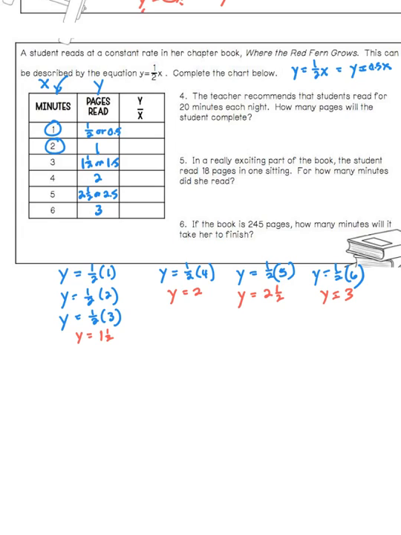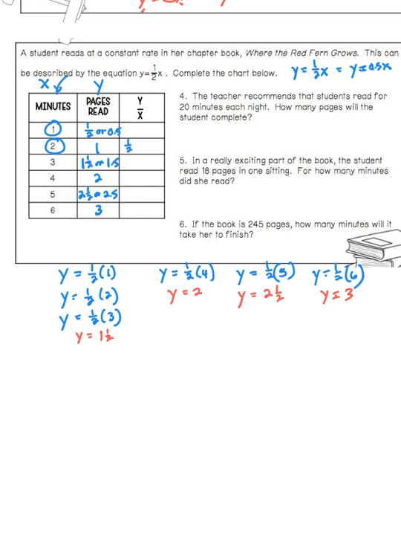Hopefully you now have the same pages read as I have here. I put it in fraction and decimal form. Now let's look at the y divided by x column. And I'm going to just key off the whole numbers right now. If I wrote y over x, this would be 1 over 2.